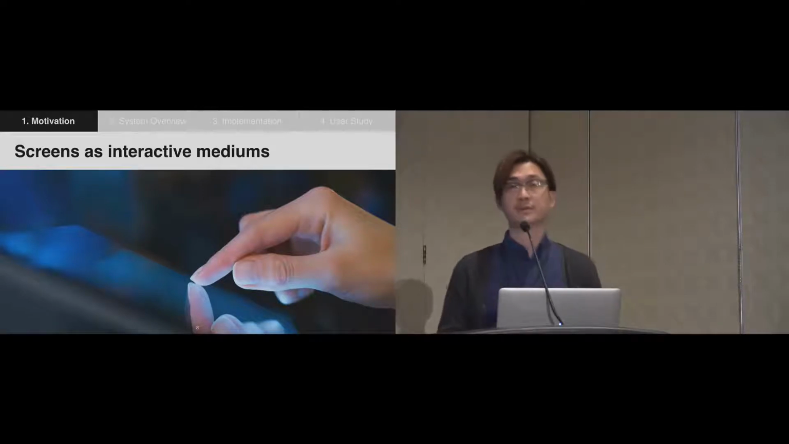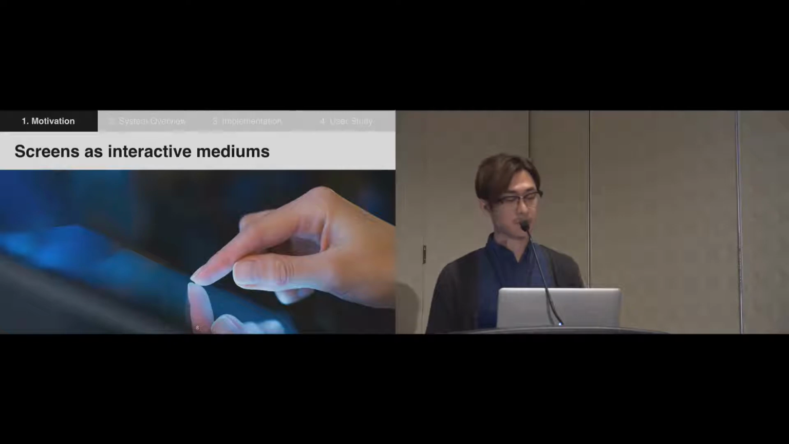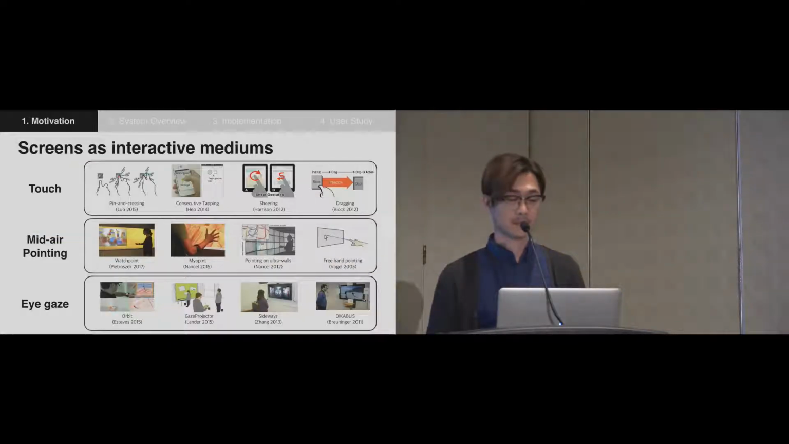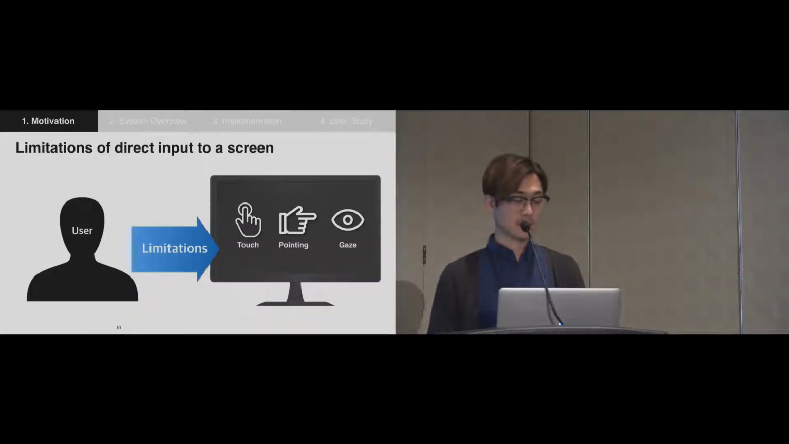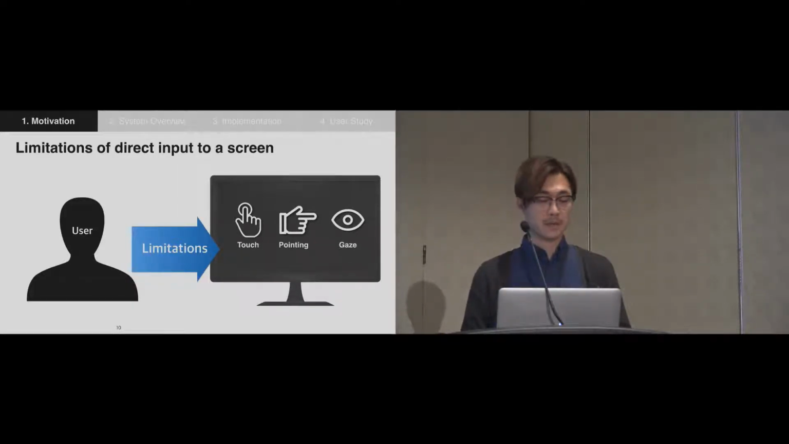Screen was an output device that was interactive with traditional indirect input methods, such as keyboards or mice. Due to the emergence of touchscreens, screen is not only for displaying visual information, but also treated as an interactive medium. Now the screen can be directly interacted with not only by touching, but also with mid-air pointing or eye gaze. Numerous interaction methods have been studied regarding this. However, because of the nature of the relationship between a user and a screen, direct input methods have several limitations.